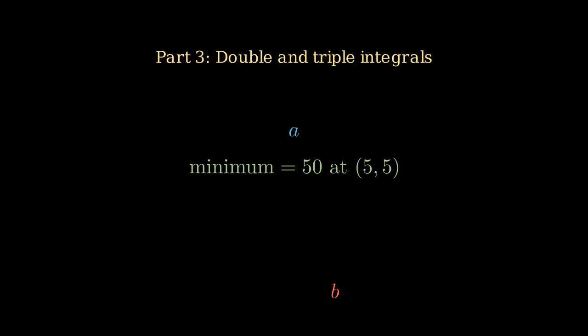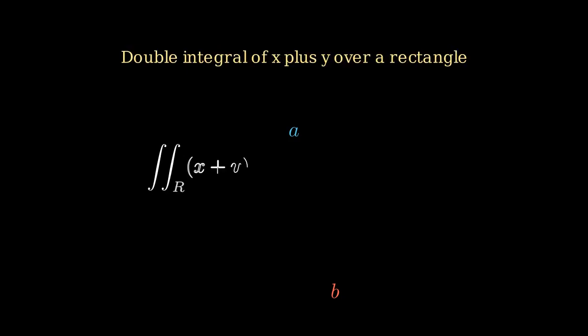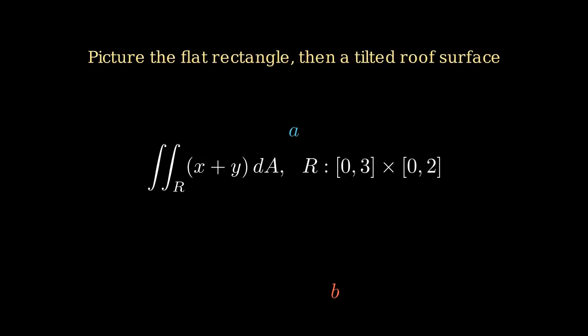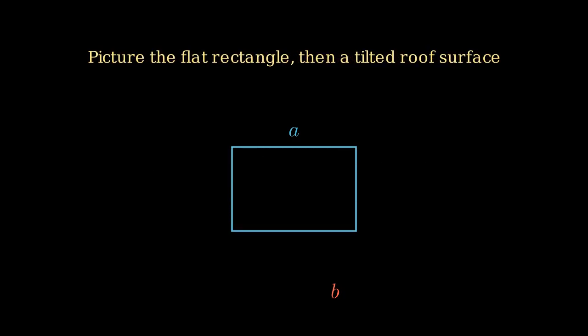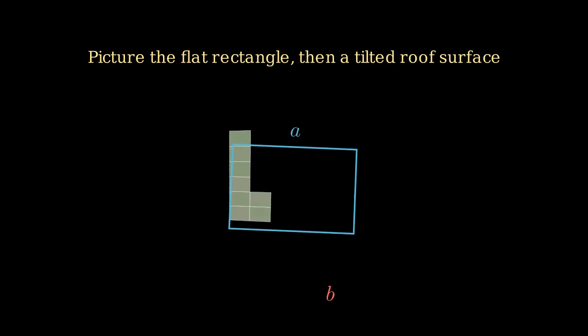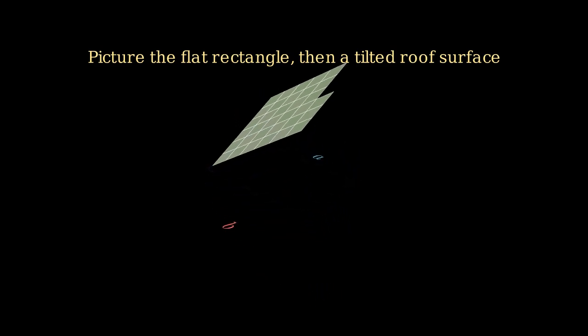We now extend these ideas into double and triple integrals. Let's evaluate the double integral of x plus y over a rectangle where x runs from 0 to 3 and y runs from 0 to 2. We first picture this rectangle as a flat two-dimensional region, and then imagine the surface, x plus y, rising above it in 3 dimensions like a tilted roof.